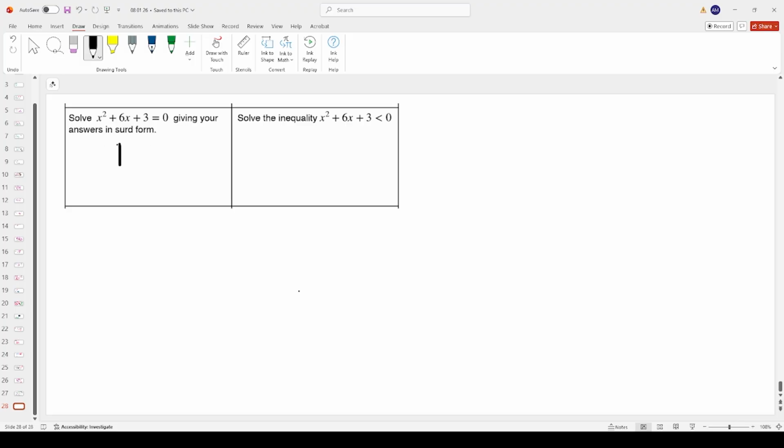So what do you think they're asking us to do? Straight away, of the 3 ways to solve this, which method do you think they're asking of us? Solve the inequality as well. So they've given us an inequality too.